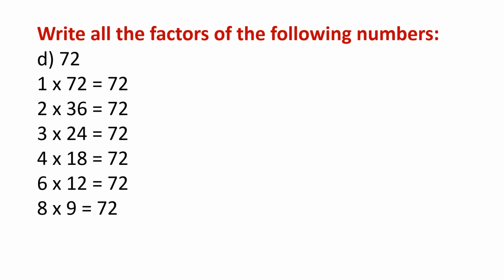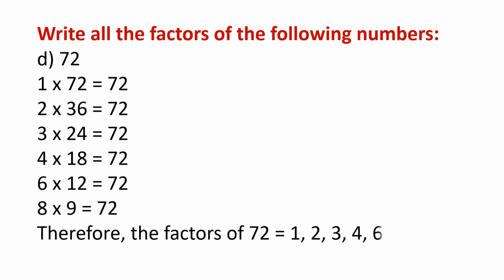Look, if we divide 72 by 8 and 72 by 9, we get the same multiplication fact. So stop here and write all the factors in ascending order. Therefore, the factors of 72 are 1, 2, 3, 4, 6, 8, 9, 12, 18, 24, 36 and 72.